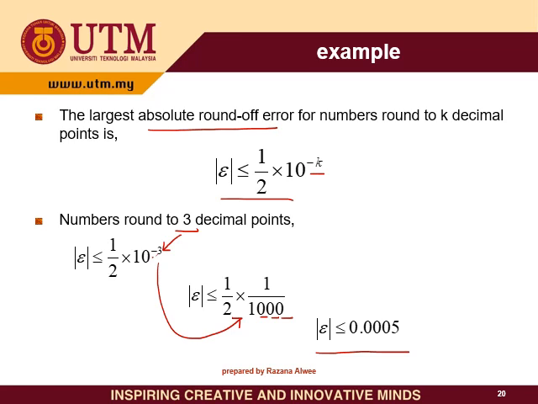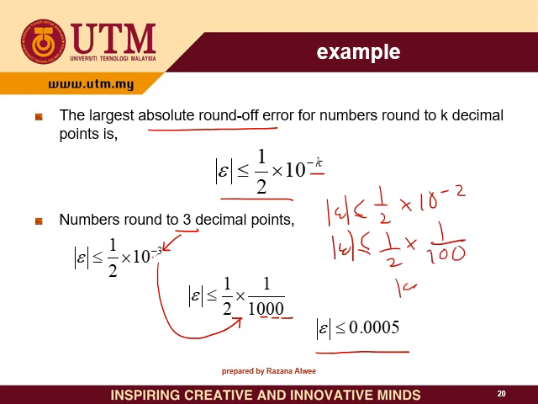What about, let's say, 1/2 multiplied by 10 to the negative 2? It will be the absolute round-off error. Use the equation, multiplied by 1/100. So you will get your answer, 0.005. You can use a calculator to calculate this answer.